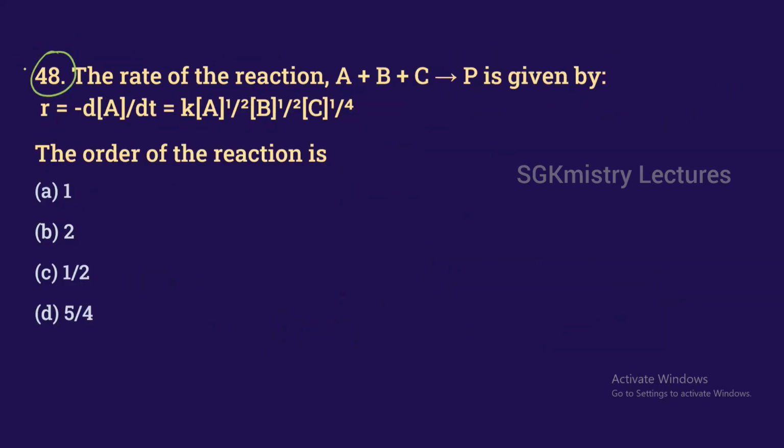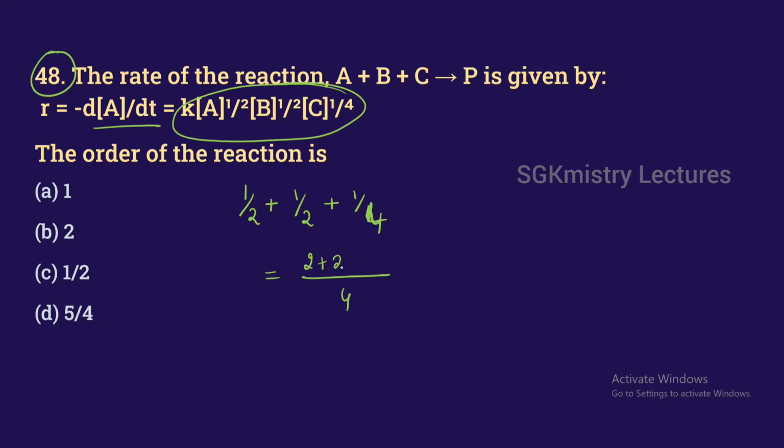Next, question number 48. The rate of the reaction A plus B plus C gives product is given by R is equal to minus d[A] by dt is equal to k [A] to the power of half, [B] to the power of half, [C] to the power of 1 by 4. It's given in the question itself. So for the order of the reaction, you just need to add the powers. Half plus half plus 1 by 4. All these are reactants, so you can directly add. So 2 plus 2 plus 1 by 4, which is 5 by 4. So the correct answer is option D, that is 5 by 4.